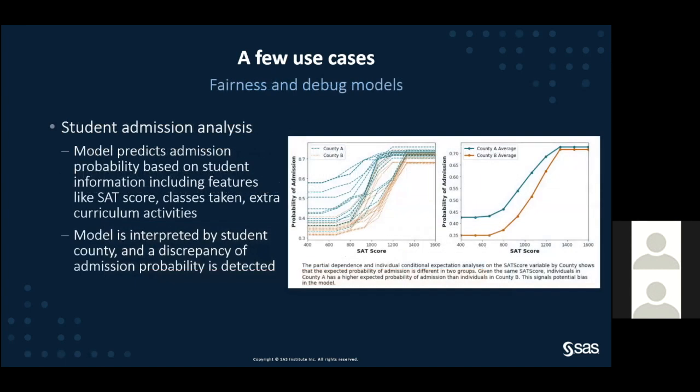Another example is for fairness and debugging. This use case we'll also see in the demo later. Basically, there is a model built for student admission analysis, and it predicts the admission probability based on student information, including features like SAT score, classes taken, and some extracurricular activities. When we interpreted this model, however, we found that the prediction of students by county has a discrepancy between them. So basically, one county's students have a lower admission rate with even the same SAT score. And after investigation, we found out the reason and were able to correct this unwanted discrepancy in the model.